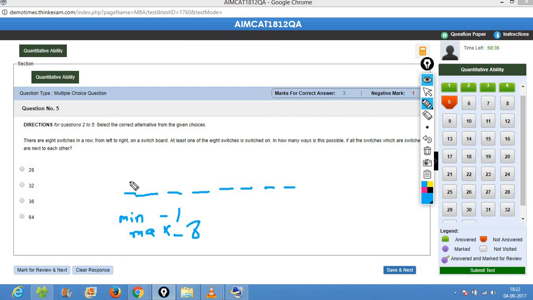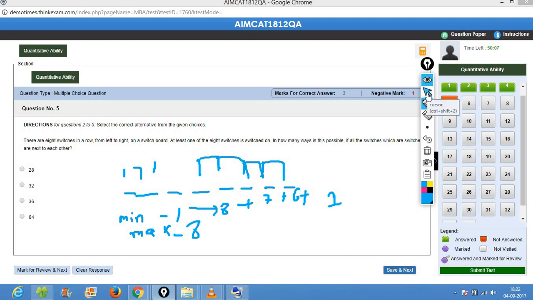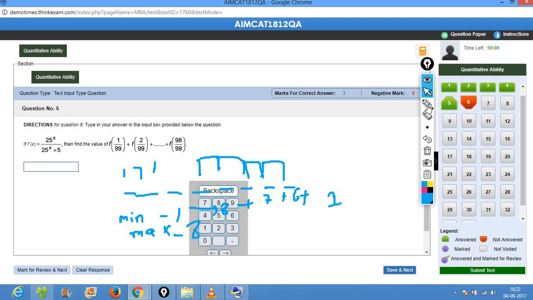Okay, if I take minimum 1, there are 8 possible cases. For 2, I have cases 1, 2, 3, 4, 5, 6, and 7. For 3, 1, 2, 3, 4, 5, 6. So there is a pattern: 8 plus 7 plus 6 up to 1. So the sum of 8 natural numbers, that is 8 into 9 upon 2, which is 36. This one looks like an easier question.